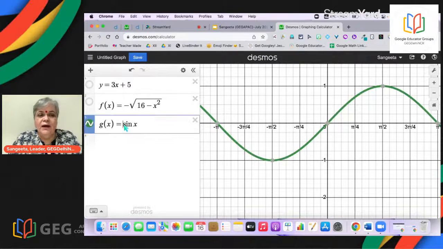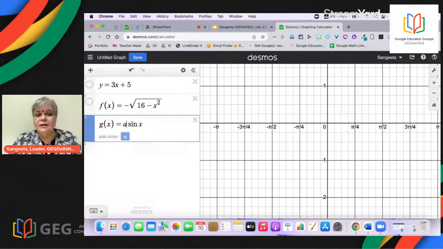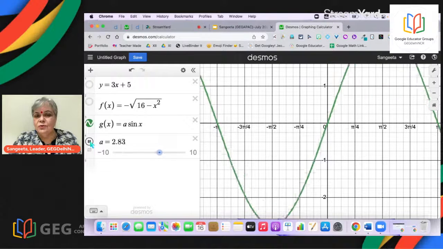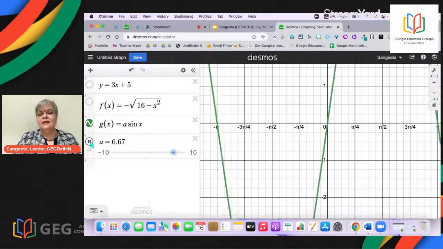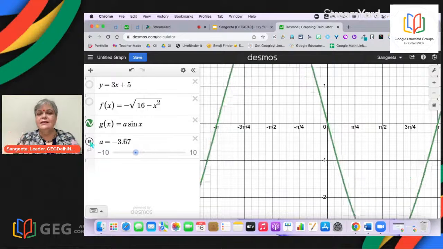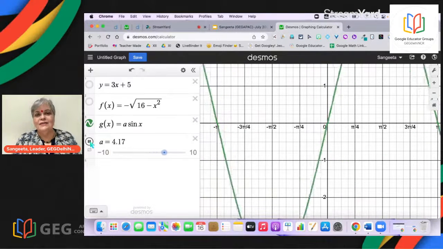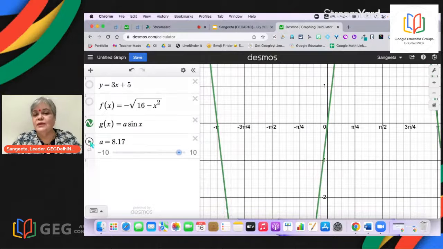Let's see if I can change this to a times sine x. So the moment I typed in a, it says add slider. Let's add a slider. And what does this slider do? As I change that slider value, I can see the various transformations that the function is taking and how easy it is. Now you can think about asking questions to the students.